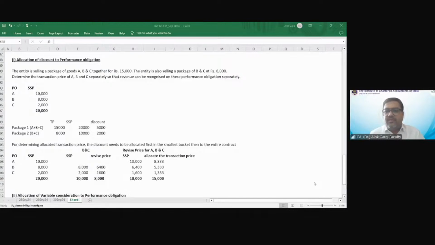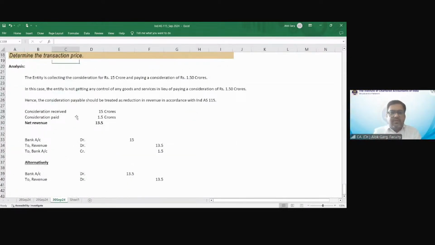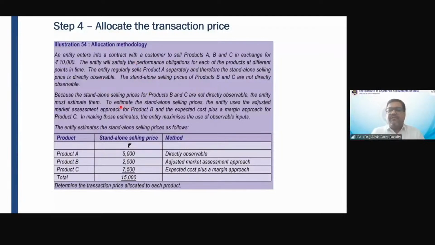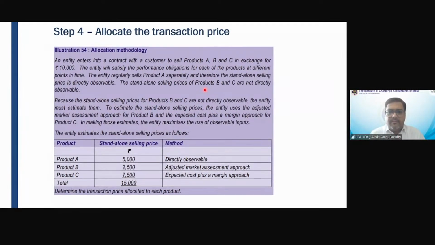Yes, sir. Okay. So let's discuss the illustration. Illustration number 54. Let me take you to the PPT. Are you able to see illustration number 54? Yes, sir. Okay.